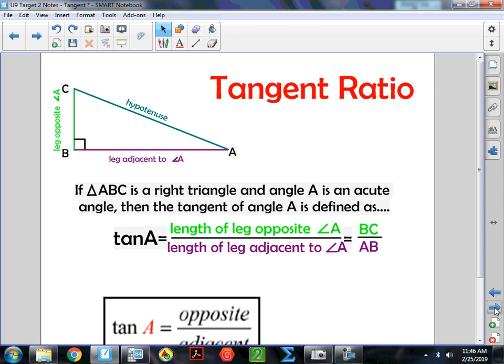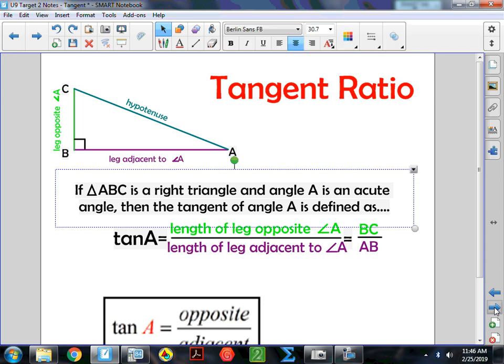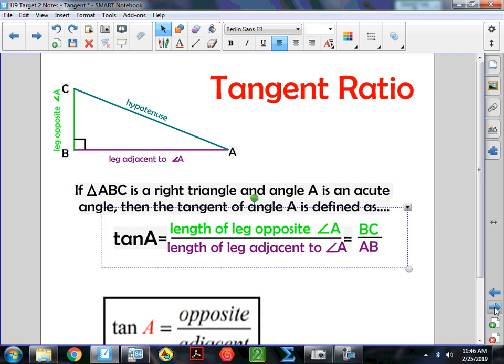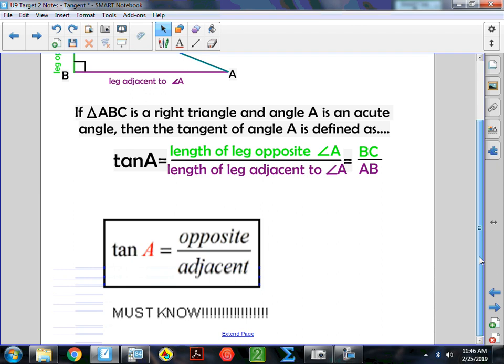Then we introduce what the tangent ratio is. So if ABC is a right triangle and angle A is an acute angle, then the tangent ratio is defined as the length of the leg opposite angle A divided by the length of the leg adjacent to angle A. We're going to refer to this as tangent of angle A is equal to the opposite side length over the adjacent side length, and you must know your ratios. So tangent is equal to opposite over adjacent.